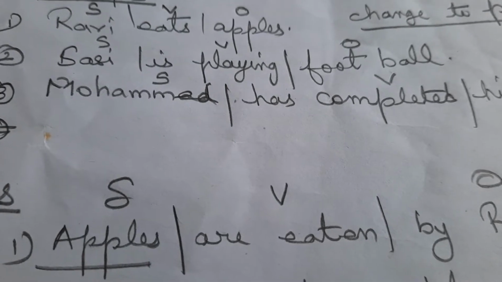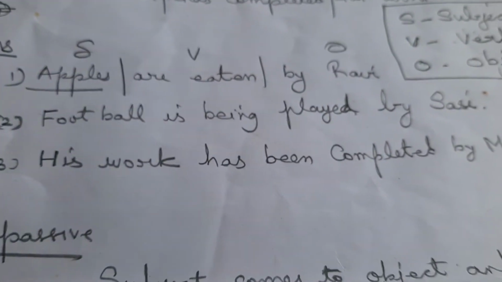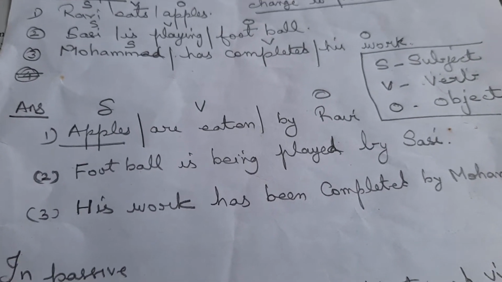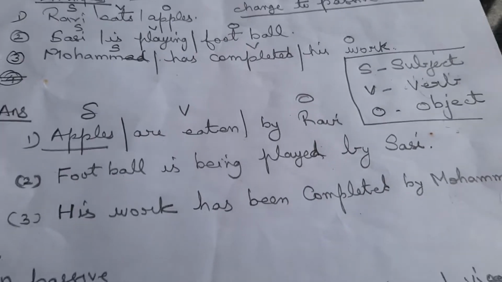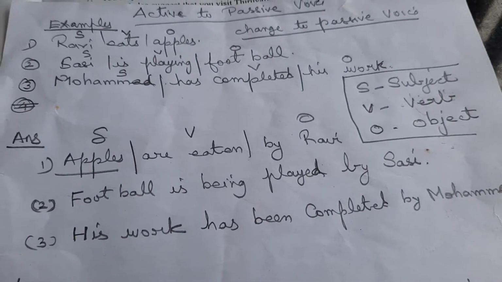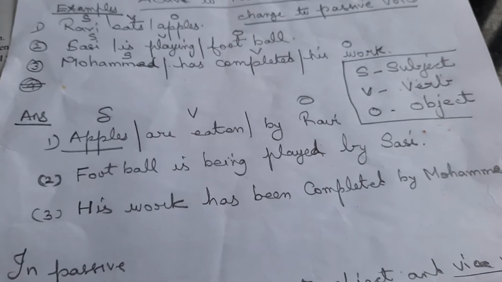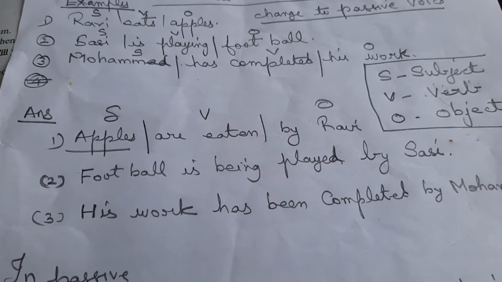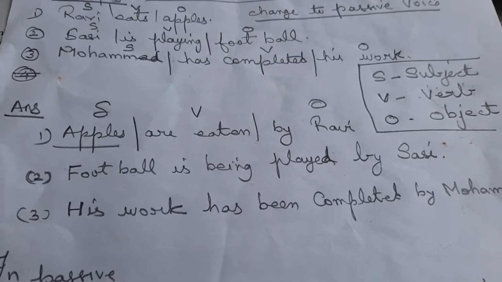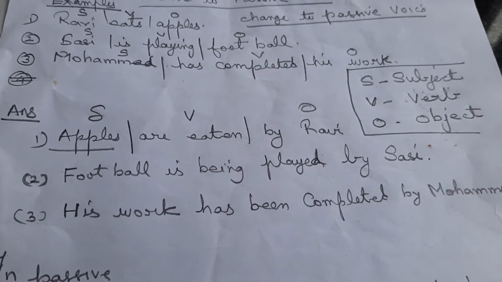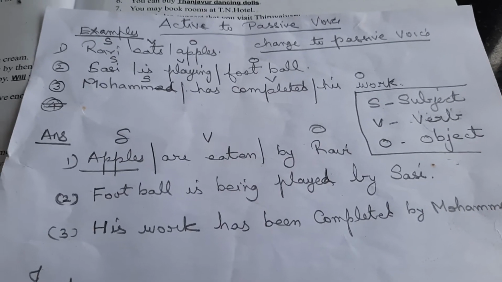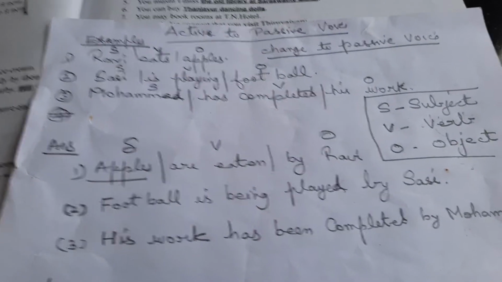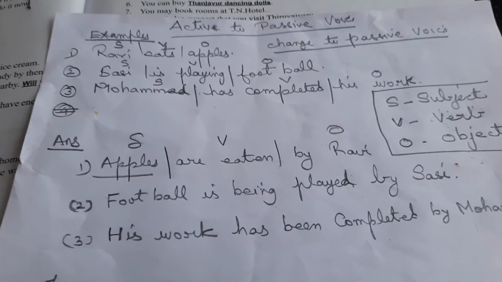Second one: Sasi is playing football. You should not change the tense while changing from active to passive. So football is, and the be verb 'being' is there, because of the 'ing'. And what is the past participle of play? Played. So: football is being played by Sasi. By this you can understand that this is continuous tense and this is also continuous tense. So whatever tense is in the active voice, you want to maintain it in the passive voice.